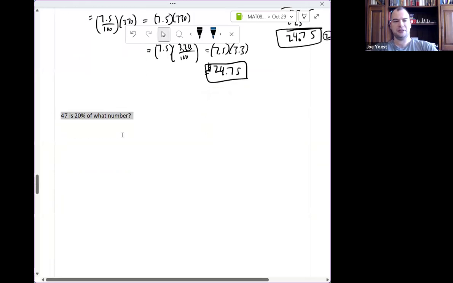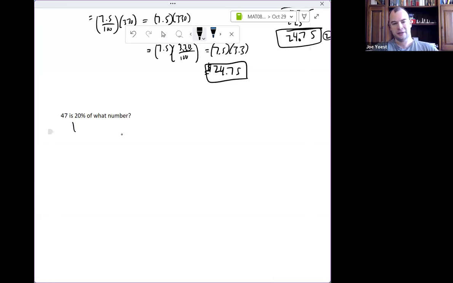So if I look at this question, 47 is 20% of what number? I kind of locate my "is" here. That's the word that's going to become the equal sign that separates the two expressions. It says one thing is another thing. These two things are equivalent. The one expression is simply the number 47. And what's that the same as? What's that equal to? 20% of something. Let's name the thing we're looking for X.